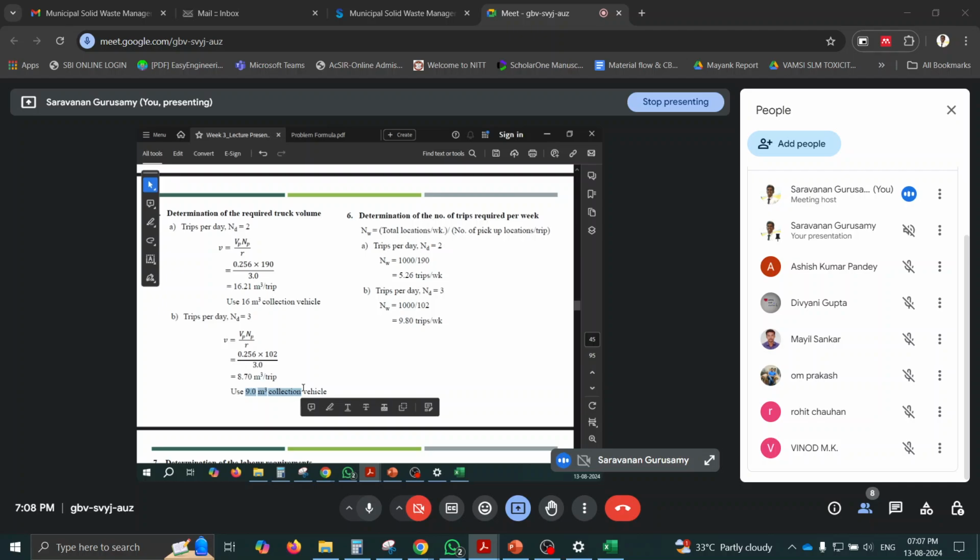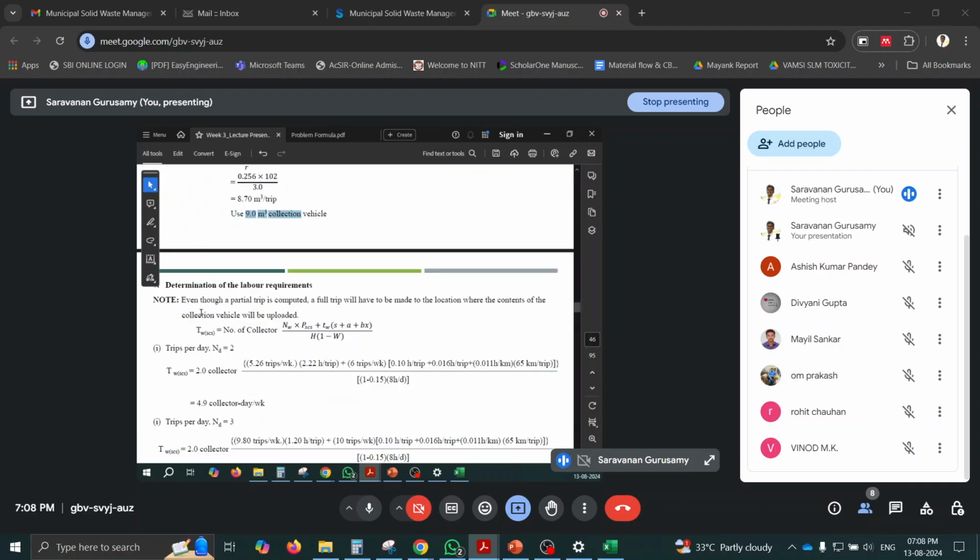Then the second question they asked us is to compare the labor required if it is 2 trips and 3 trips. So for the labor requirement calculation, again we need to use the same formula: number of collectors into NW PSC equals TW S plus A plus BX by H into 1 minus W. H is always 8, W is always 0.15, A plus BX is given in the question, and the on-site time 0.16 is also common for both. X is a one-way trip or two-way trip, you have to find out.